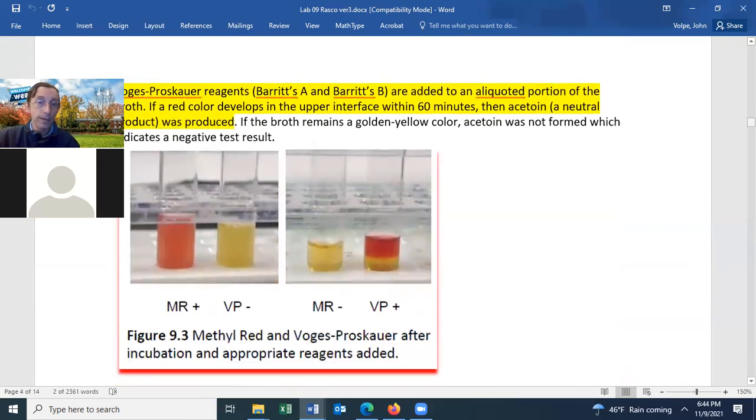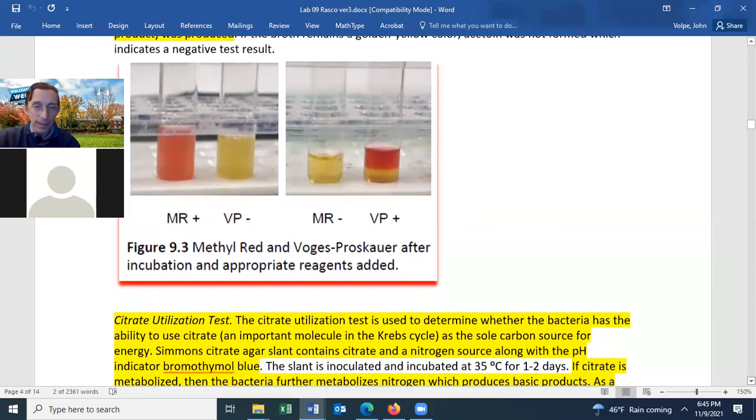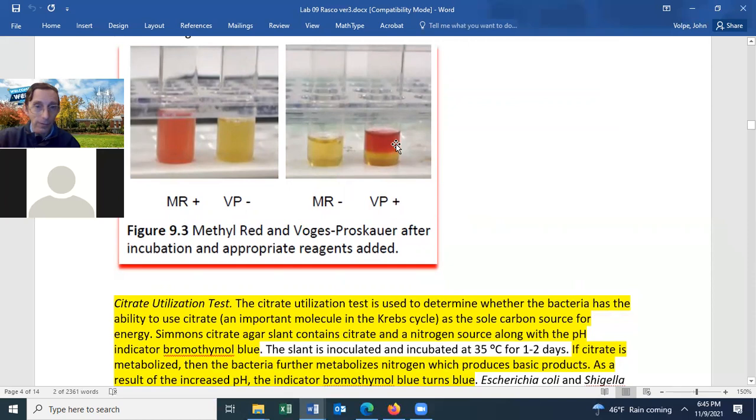For Voges-Proskauer, you need to add the reagents, Barritt's reagent A and Barritt's reagent B, to the tube, and then shake the tube to add oxygen, and then let it sit for 60 minutes. If acetoin is present, it will turn red, at least in part of the tube. It may not be the entire tube. If it is negative, the tube will stay yellow, but you do need to let it go for up to 60 minutes. Usually the red color develops by 30 minutes, but occasionally I've seen it take as long as 60 minutes before it turned red.